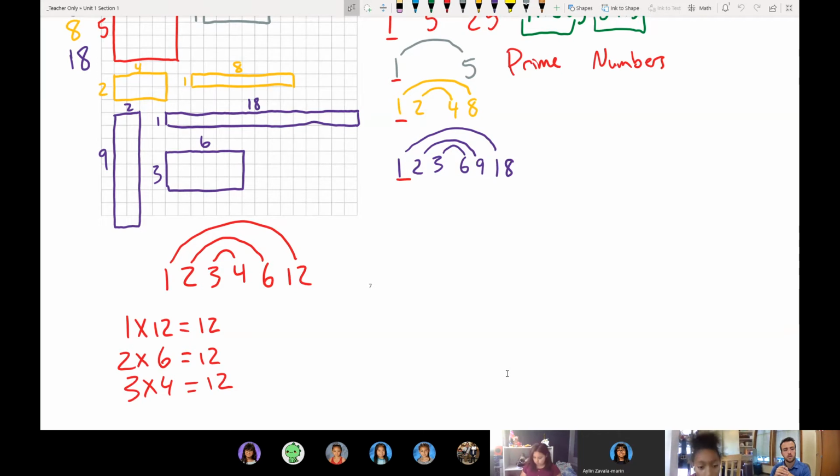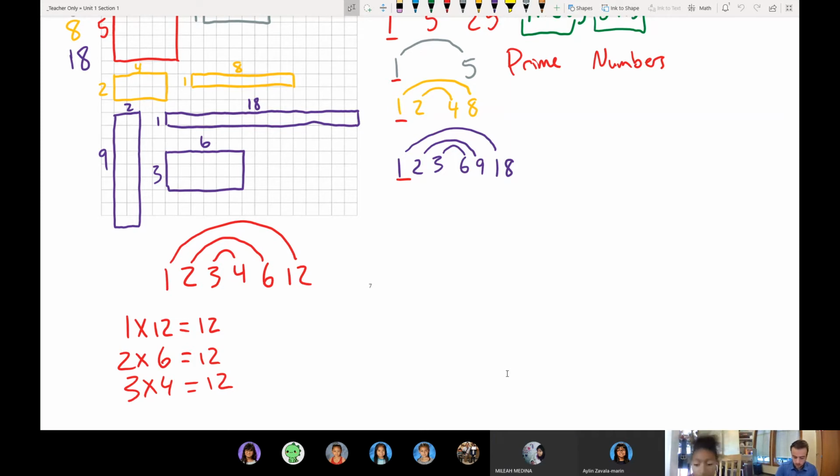A 1 can be a factor pair to make 12 with a different number. Okay, so we have 1 and 12. That's one factor pair, right? That's why we connected the rainbow from 1 to 12, because when multiplied together, 1 times 12 is 12. So there's one factor pair. So if I'm asking how many factor pairs in total, how many? 3? Yeah, great job. There are 3 factor pairs.